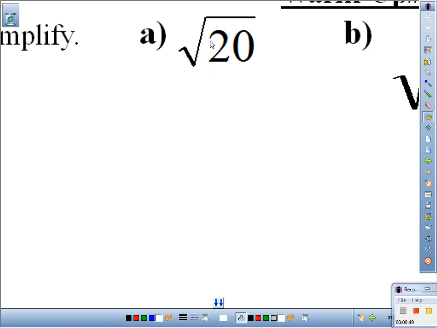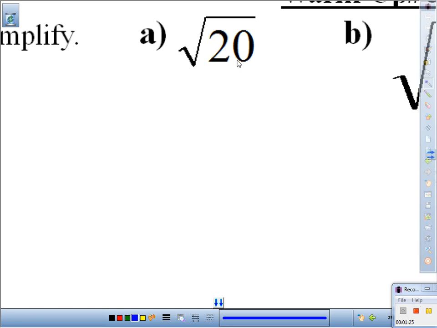So here's the process. First things first, we need to think about two factors that make 20. What does that mean, Mr. Q? Two numbers that multiply each other. That's what factors mean. Two numbers that multiply each other to give us 20. All right, well, we got 2 times 10 and 4 times 5. And 1 times 20. However, the rule is, in order to simplify, we need one of the numbers to be a perfect square.